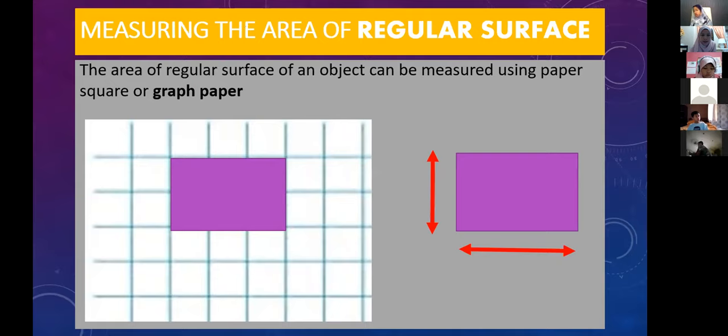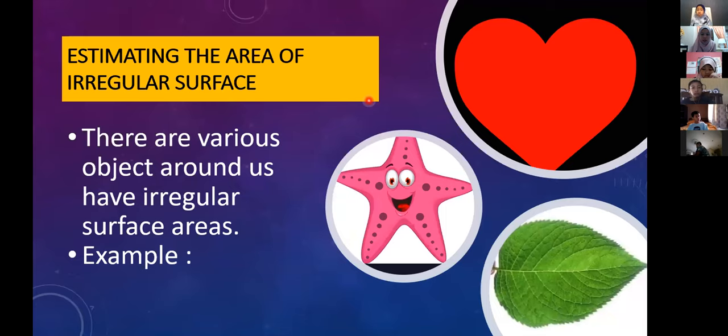Okay, next. In this topic measurement also, we have learned how to measure the area of irregular surface ataupun irregular object. For example here, leave your hand. Do you still remember last Monday teacher asked you to measure your hand? Okay, that is an irregular surface. Bentuk dia tak sama. So when we want to measure an irregular surface, we have to use graph paper and you have to count the boxes one by one. Kalau half, you have to half plus half equal to one. Okay, this is how we use the graph paper.